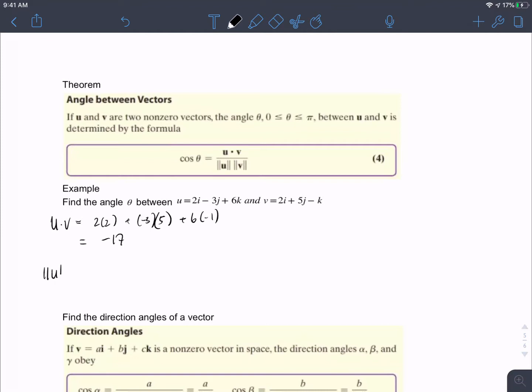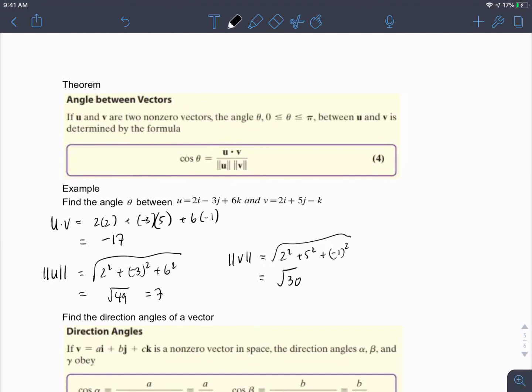Now the magnitude of u is going to be 2 squared plus a negative 3 squared plus 6 squared under the square root. And that's going to be square root of 49, which will give me a 7. And then the magnitude of v is going to be 2 squared plus 5 squared plus a negative 1 squared. And that's going to give me square root of 30.